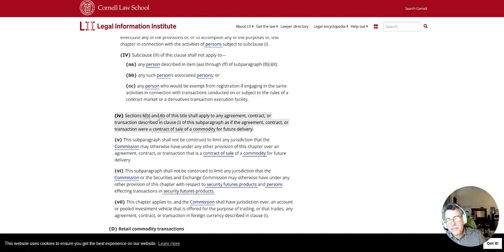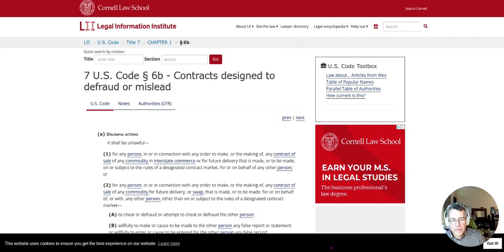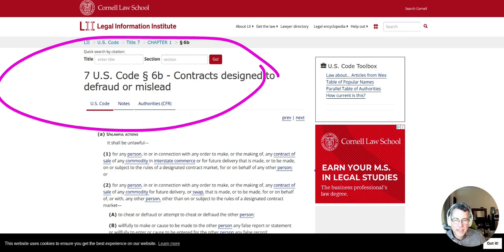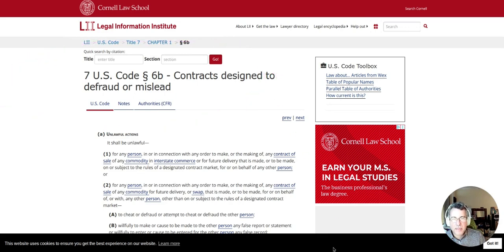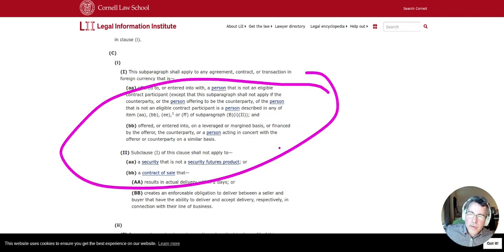So what are 6(b) and 6b? So 6(b) is foreign transactions, and 6b is fraud. So the CFTC can go after people for fraud without having to prove that these are futures. And again, traditionally the CFTC has only had jurisdiction over futures prior to Dodd-Frank. But when it comes to retail Forex, because of this Zellner case, which limited their jurisdiction, this new section was added where it gave them jurisdiction over retail Forex that's leveraged or margined or financed by the offeror.